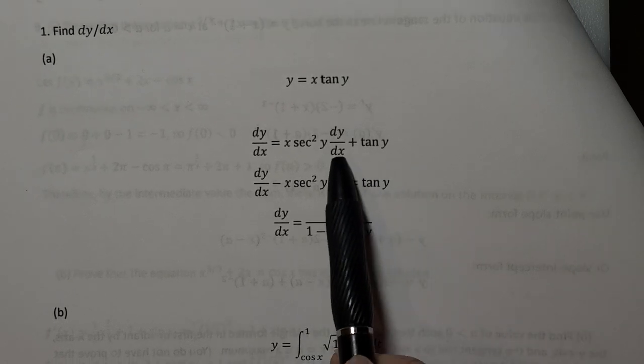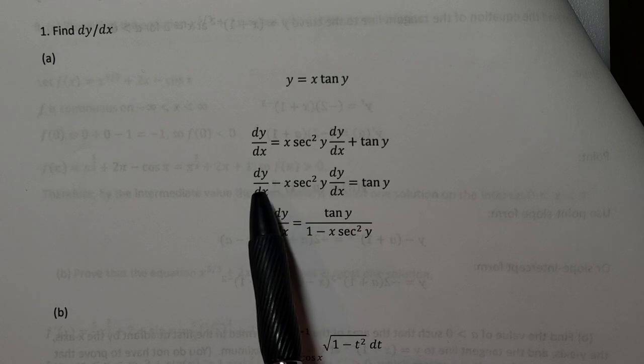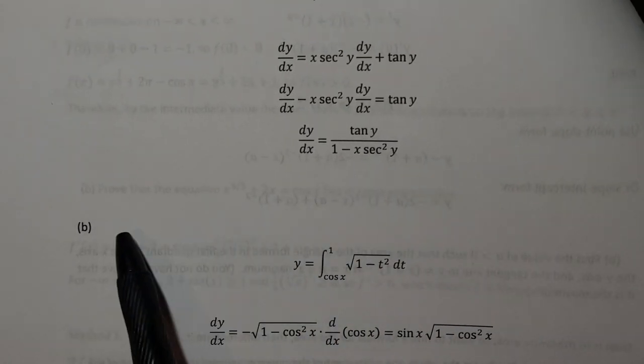Okay, move all the terms with dy/dx on one side. That's what I did. Factor dy/dx and divide to solve for dy/dx. That's what I did there, 2 steps in 1.